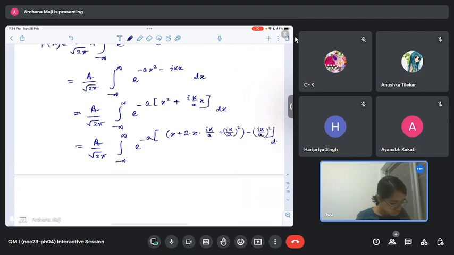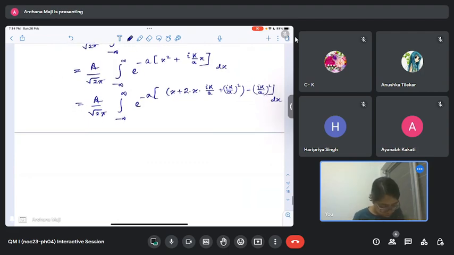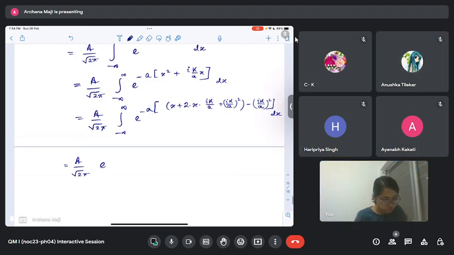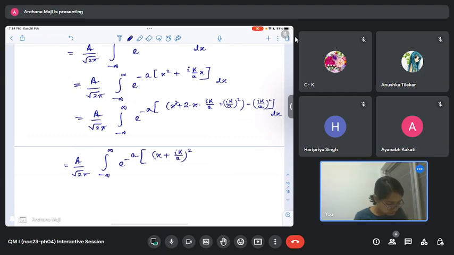But this is independent of x, so we can take it out. Exponential. Ma'am, there is x square. Oh, right, yes, thank you. So it becomes minus a (x plus ik over a) whole square. i square will give you minus, so k square over a square.